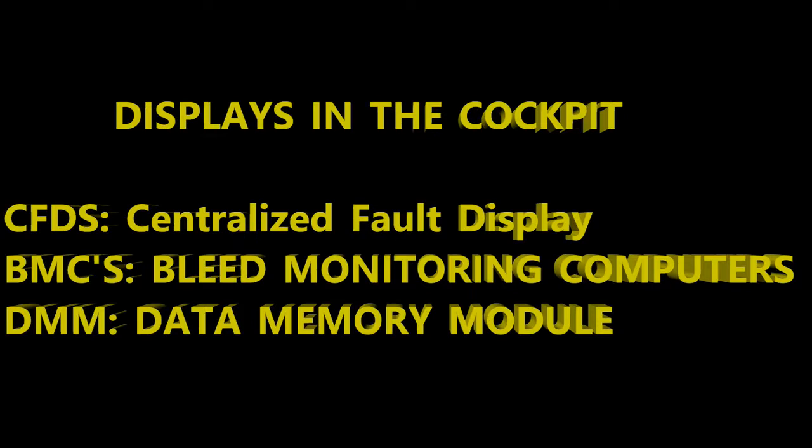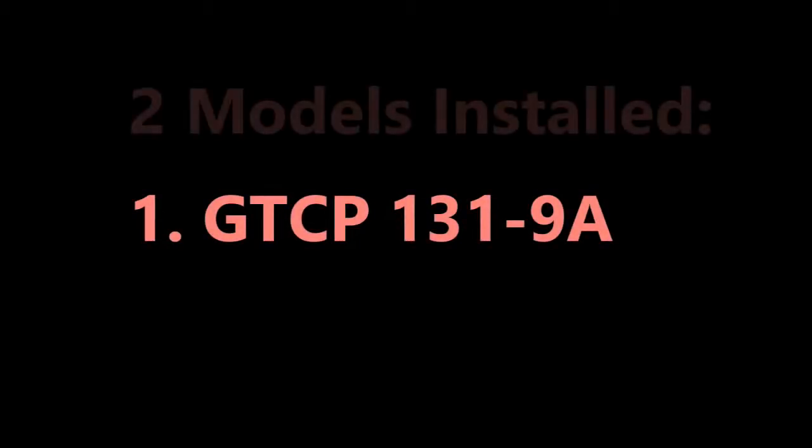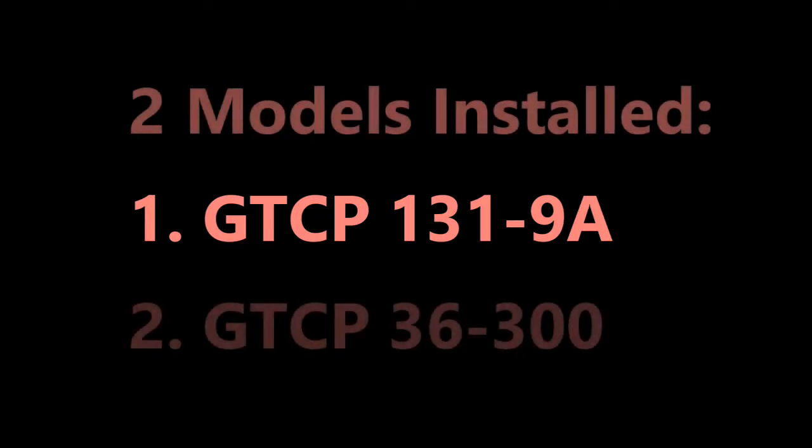All right, so let's get to a little bit on the APU itself. And remember I said there are 2 models that you're going to become familiar with. That's your GTCP131-9A and then the GTCP36-300. Keep those 2 in mind. Just write them down on your sheet if you printed them out, which I hope you had access to a printer so you can actually print out the handouts with the questions, etc., because that's going to be invaluable to you when you take the test.